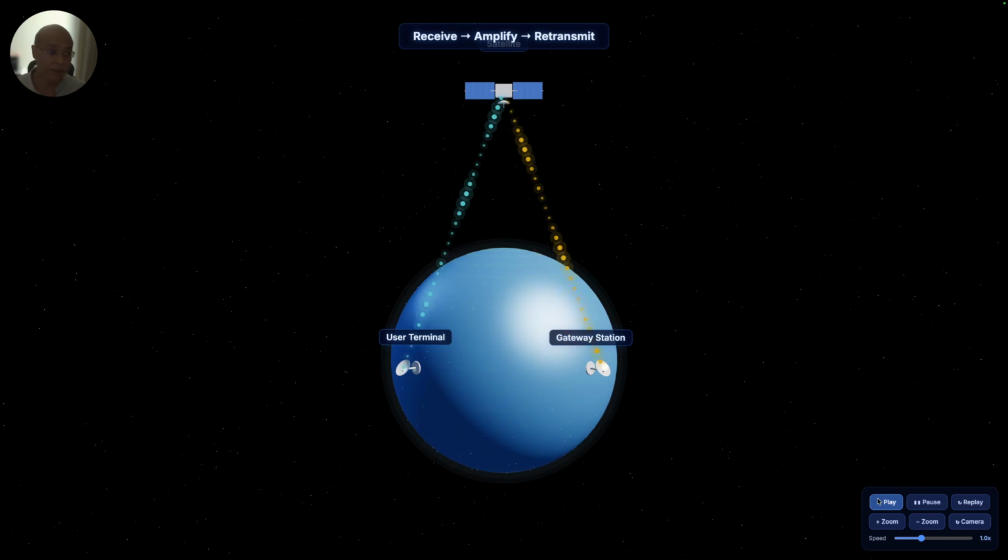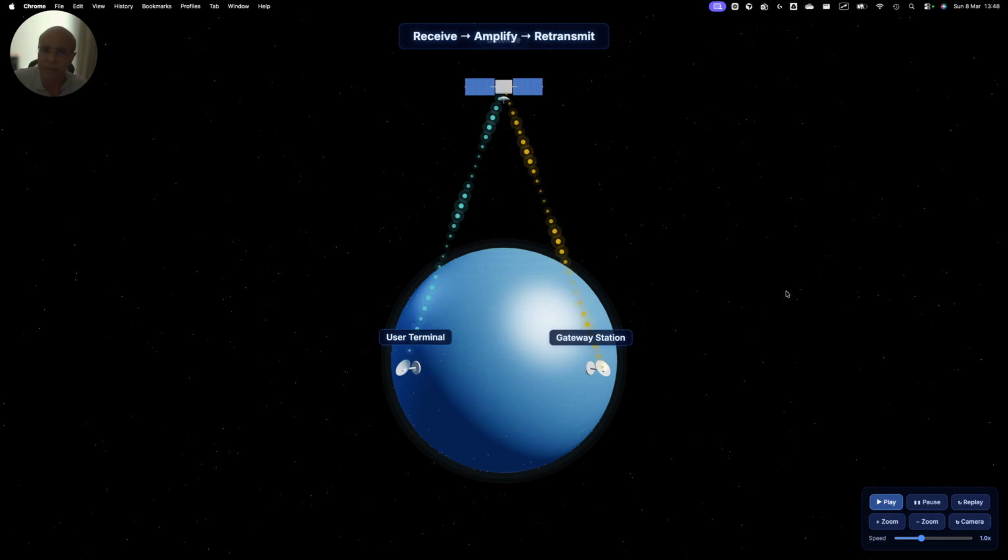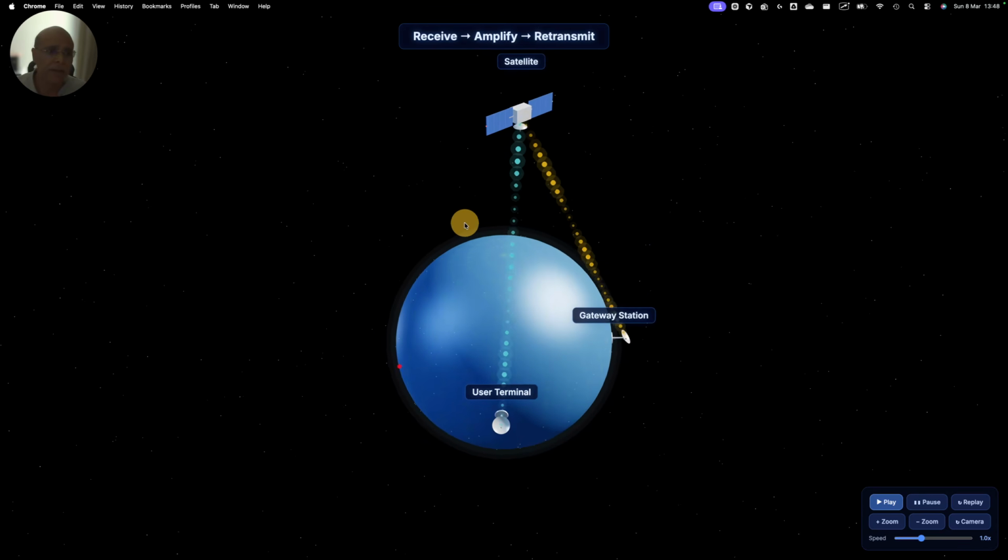And this bent pipe concept is typically used by many systems because it is quite simple to implement, and there are no complicated electronics to be implemented to enable the user terminal to talk to the internet, right? So that is one.